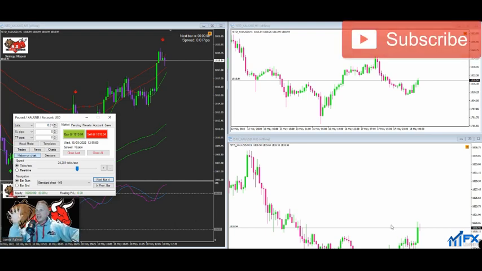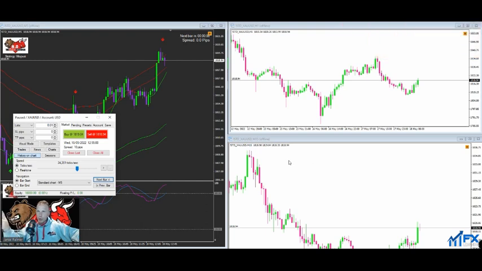Now, what I've got in front of me is my simulator loaded up. I've got it on gold. I've got the 5 minute on gold on my left here, as you can see, with the Binary Destroyer loaded up. I've got gold on the 1 hour with price action, and I've got gold on the 15-minute time frame with price action.